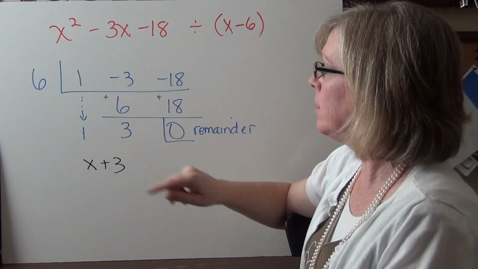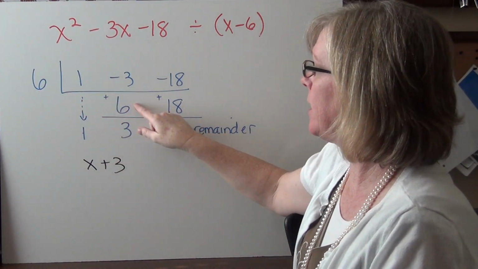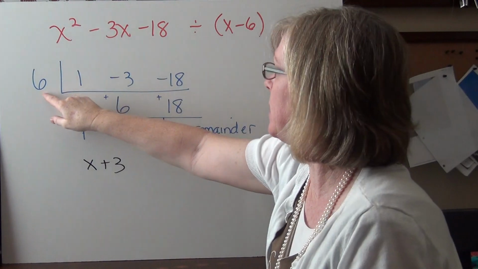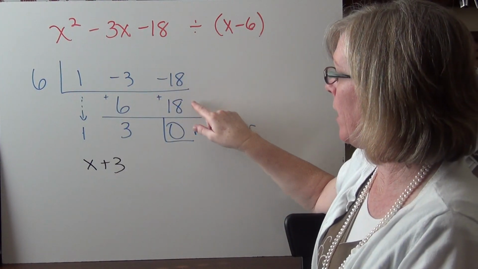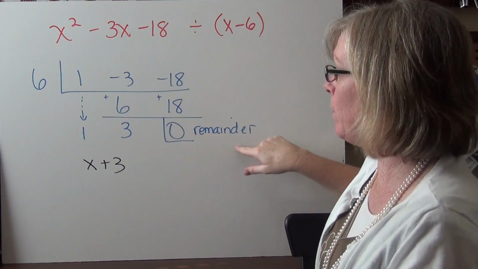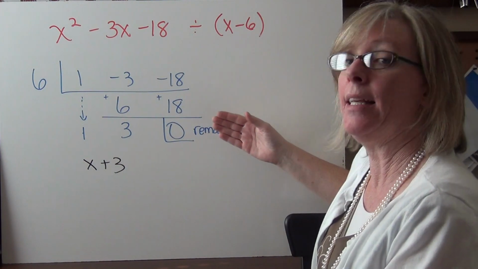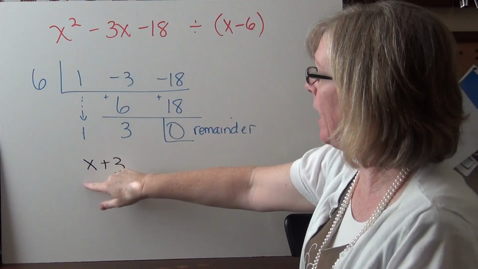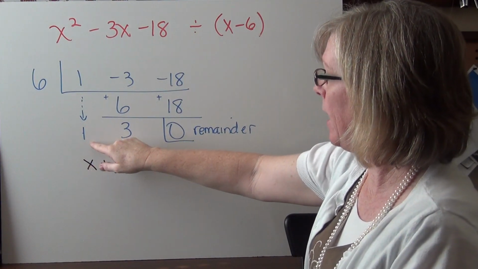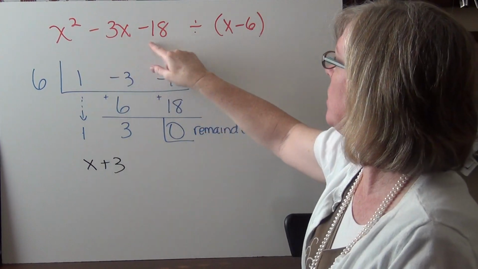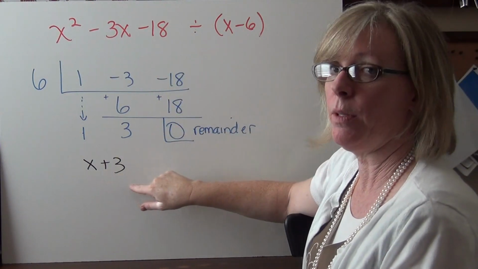First thing I do is drop that initial coefficient down here and leave it. Bring a 1 down. Now 1 times 6 is 6. Add these two together and get 3. 3 times 6 is 18. Add these two together and I get 0. I'm at my remainder. My remainder is 0. That means this number went in evenly. So the answer is 1x plus 3. If I divide this number by this, I get x plus 3.